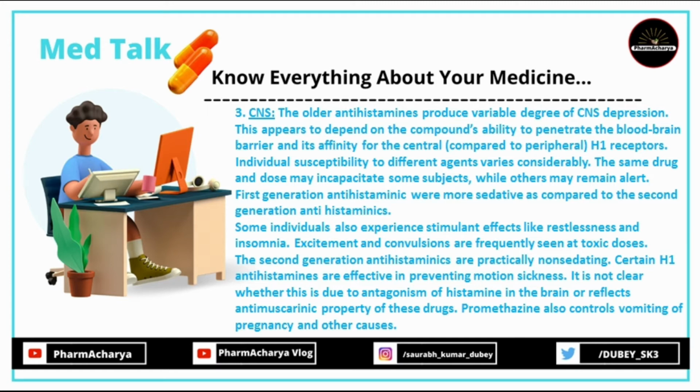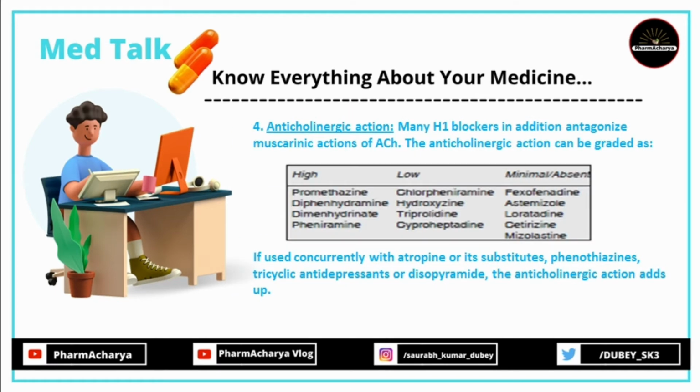Certain H1 antihistamines are effective in preventing motion sickness. It is not clear whether this is due to antagonism of histamine in the brain or reflects the antimuscarinic property of these drugs. Promethazine also controls vomiting of pregnancy and other causes. This was the effect of H1 antagonists on the CNS.